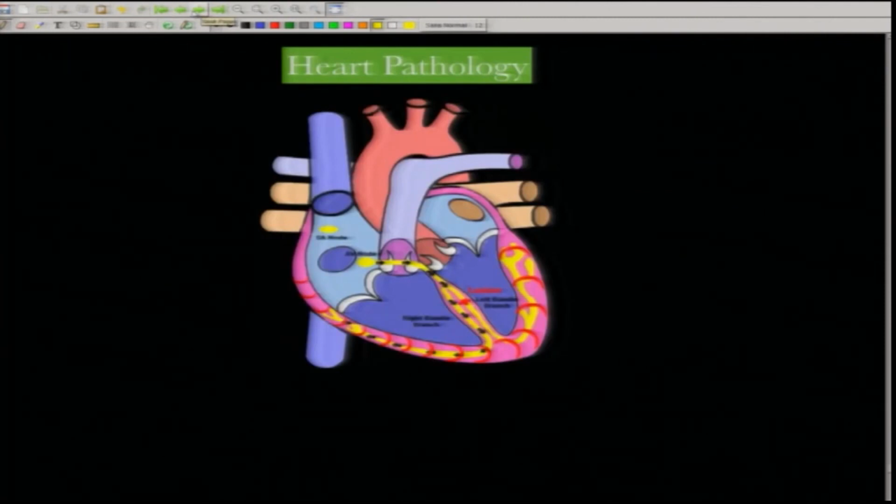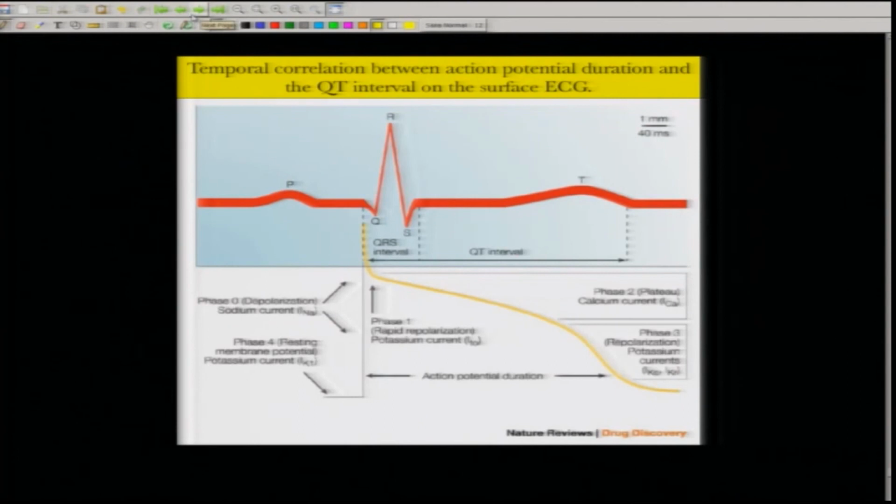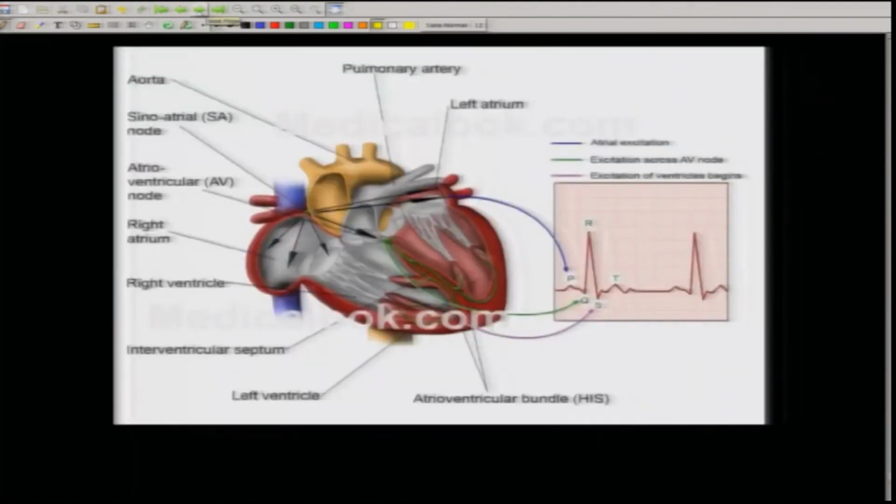In terms of pathology, you could have blockages on these pathways at different spots, as shown in red, and those blockages could lead to different kinds of problems. If you look at the temporal correlation in terms of time, it will give you an idea that one action potential is shorter than the whole interval of the P, Q, R, S and T complex. Okay? And this is how it looks when you are measuring the ECG.